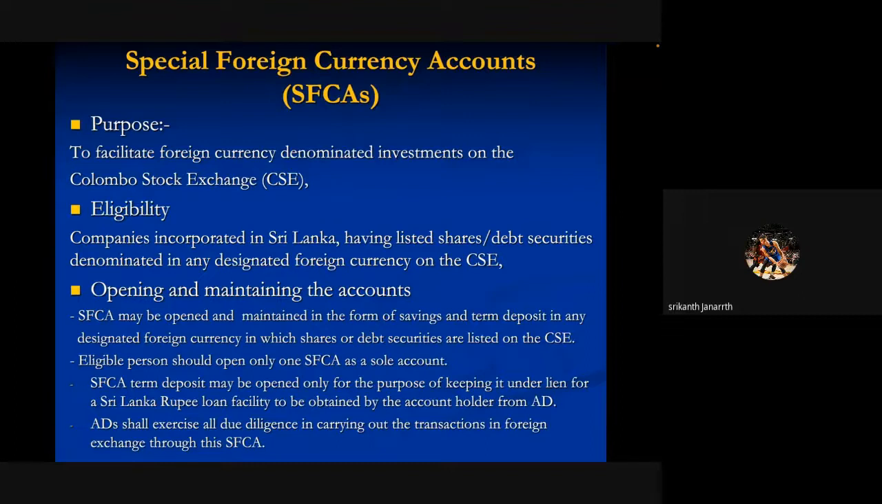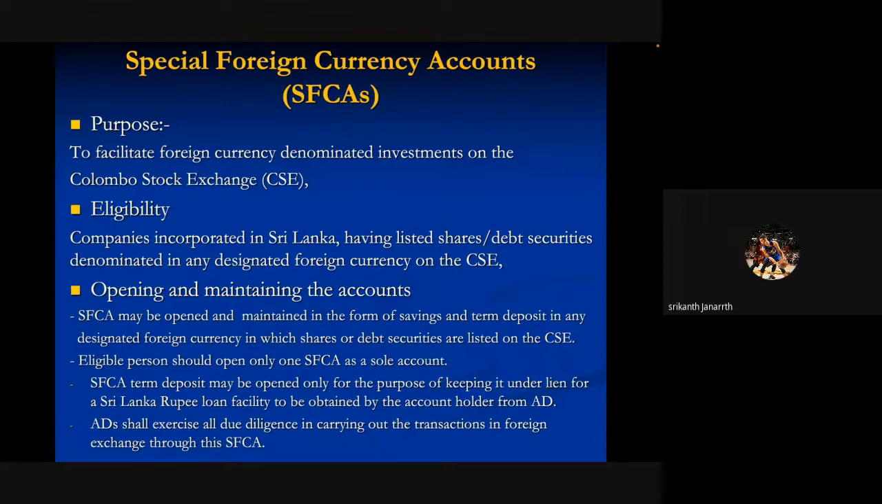So the eligible person should open only an SFC account, only one account as a sole account. They can keep a normal savings account. They can even open a term deposit account, keeping the money that comes as an investment, and take a loan facility in rupees. So if I give you an example, let's say Dialog has converted their shares into dollars to attract foreign investors. Let's say Dialog shares are traded at $5 per share. I'm just giving an example, right?